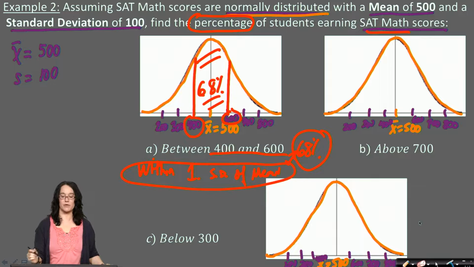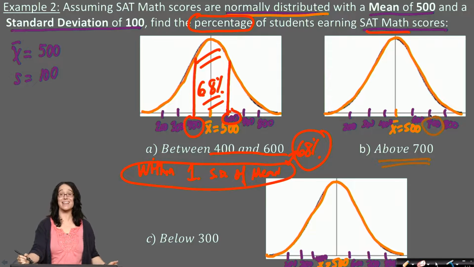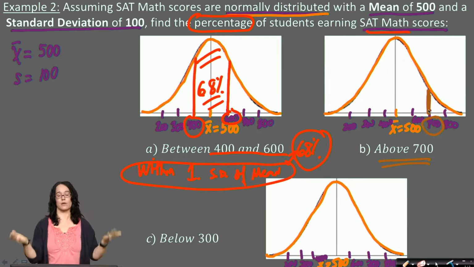What's the probability or the percentage that someone has a math SAT score above 700, given that it's a normal distribution with an average of 500 and a standard deviation of 100? Okay, well 700 was how many standard deviations above the mean? It was exactly 2, right? Exactly 2. So what do we know about, using our previous slide, what do we know about 2 standard deviations away from the mean?